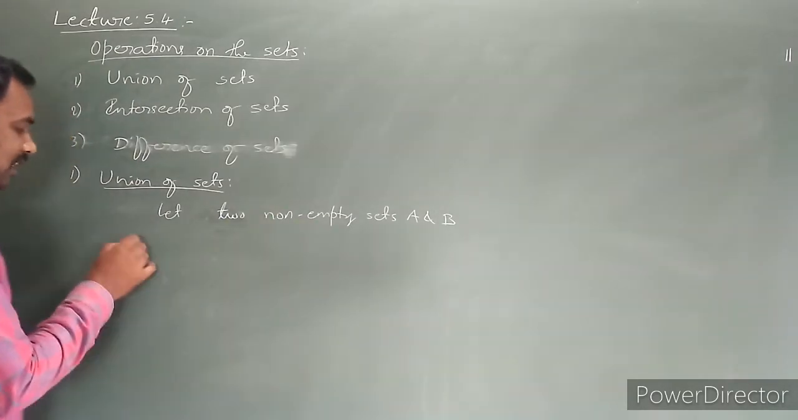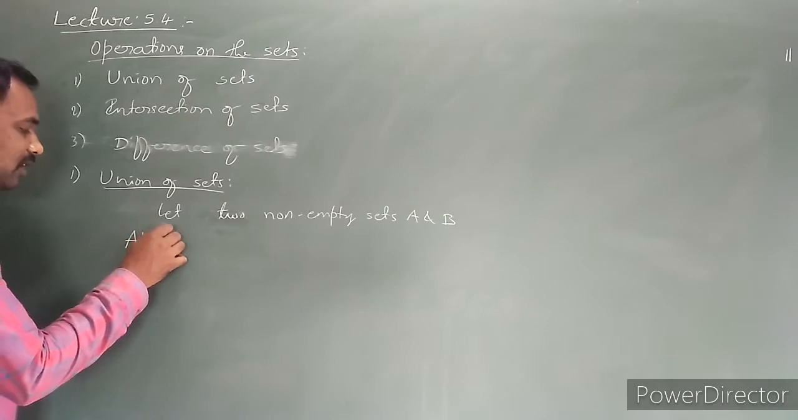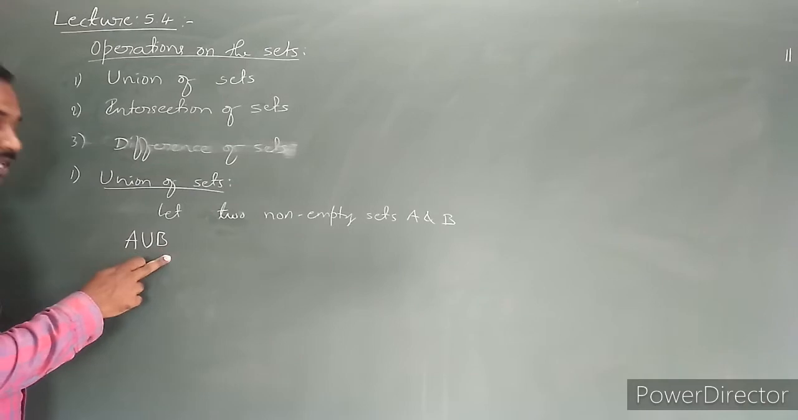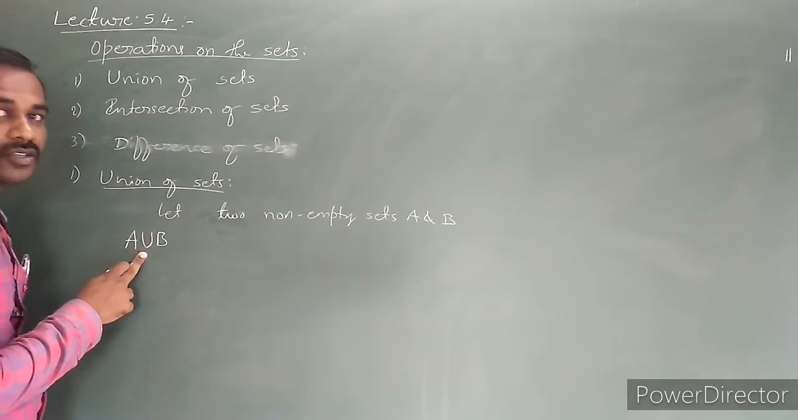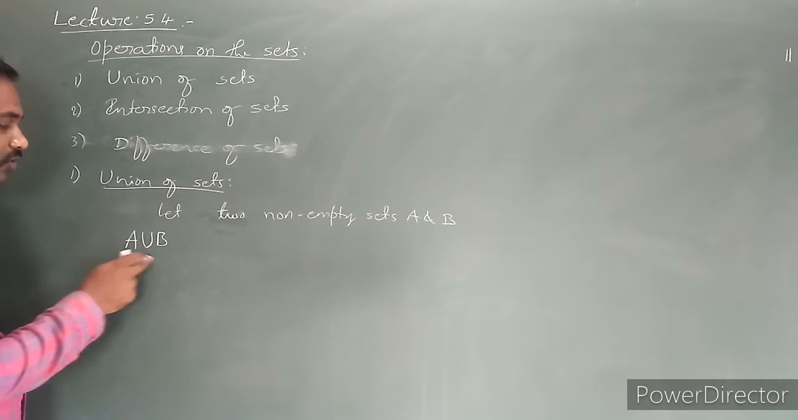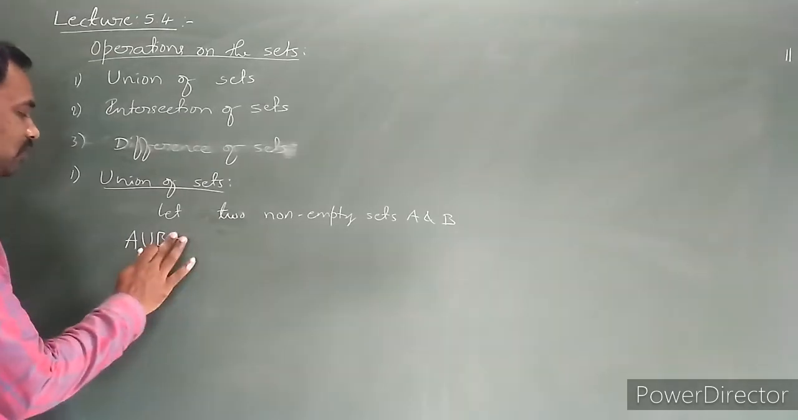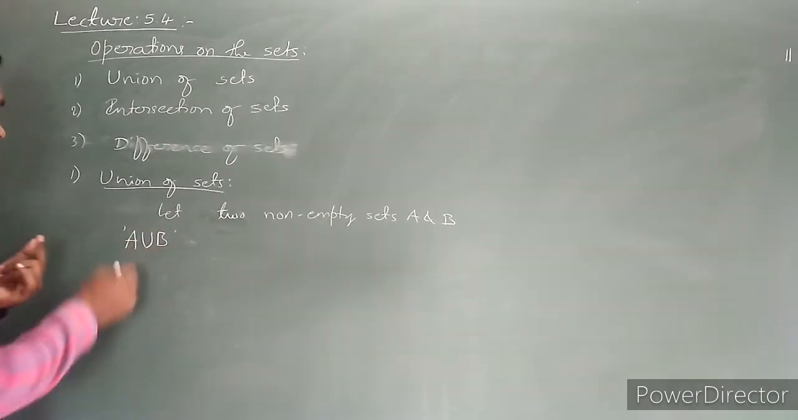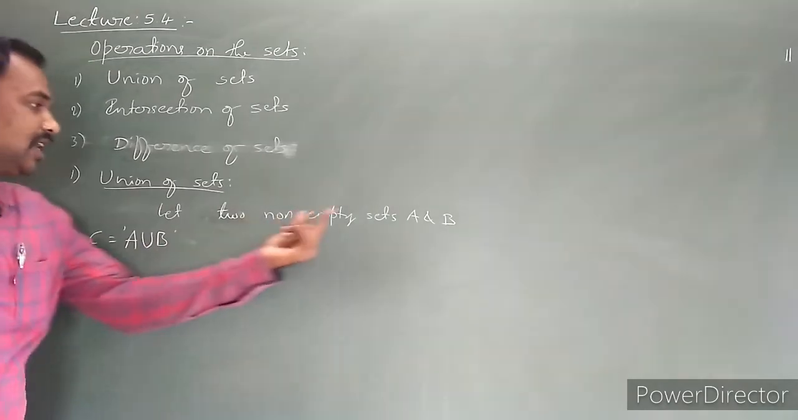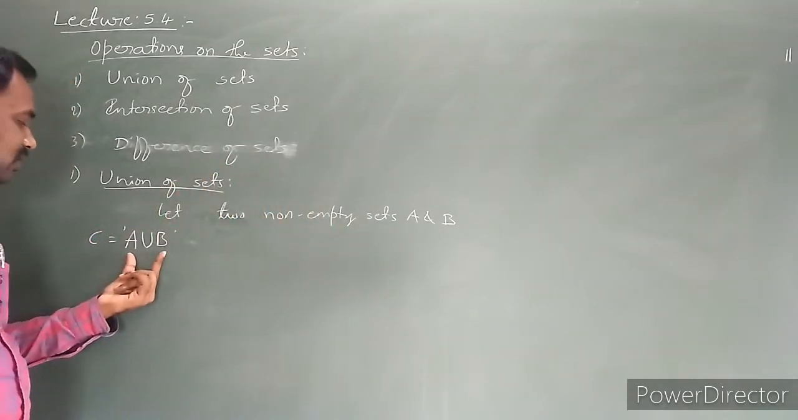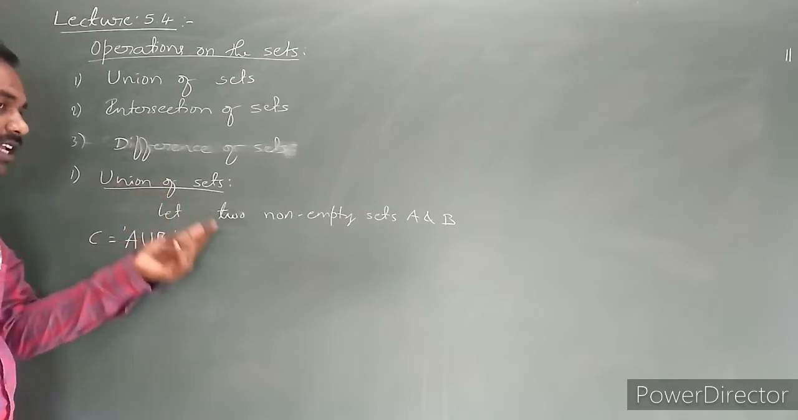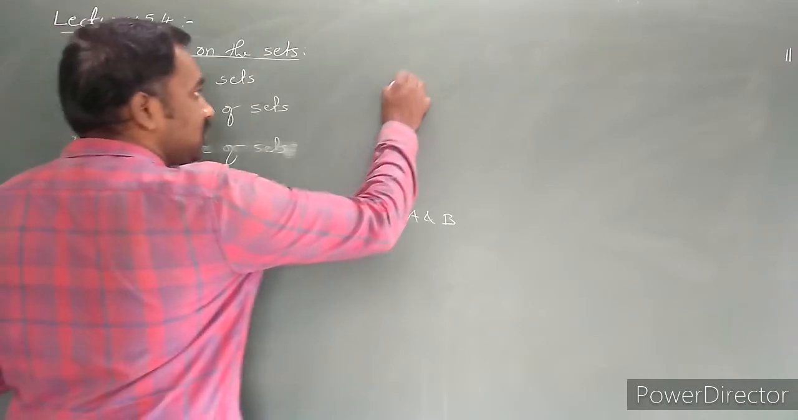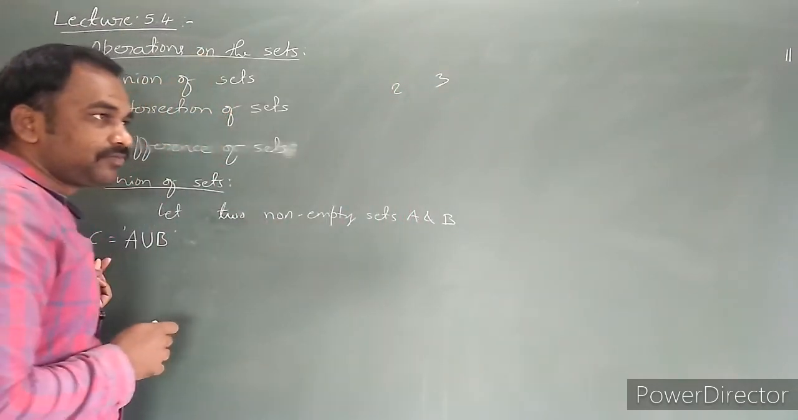Now, the union of these two sets is denoted by A union B, written A ∪ B. This symbol represents the union of the sets, read as A union B. What is A union B? A union B is also a set. Another set, we can call it C. A and B are the two non-empty sets. The union of the two sets is denoted by A ∪ B. Again, after taking the union, we will get another set. For example, suppose 2 and 3 are two numbers.